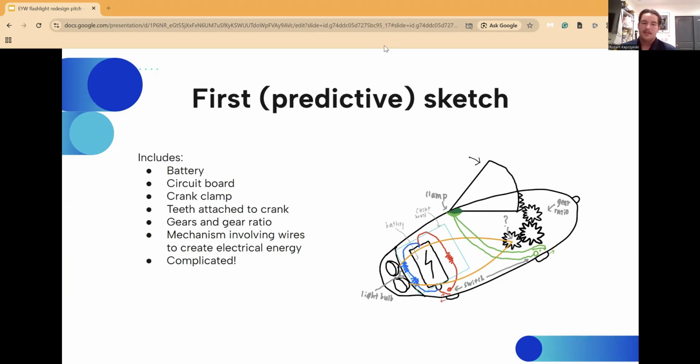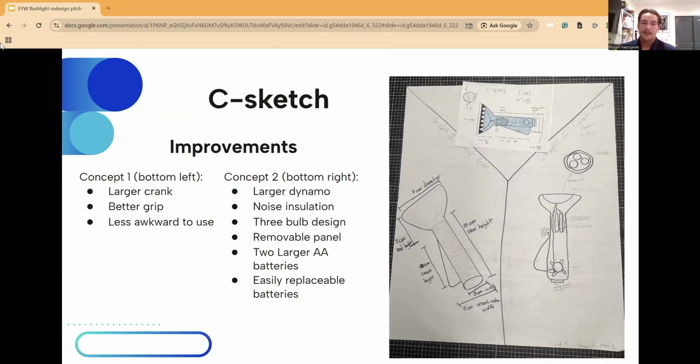One thing I noticed from my sketch was that this flashlight feels a little too complicated, and that in my final design, I would want the flashlight to be simpler. So once we finished our predictive sketch, we started designing our flashlight. In concept 1 in the bottom left of the image, we came up with new dimensions for the flashlight that aligned with our affinity analysis on slide 5.